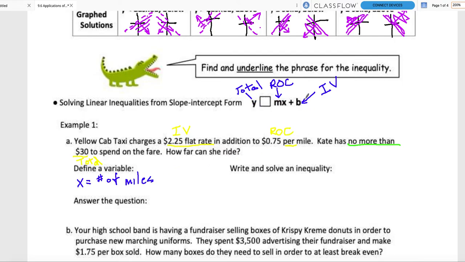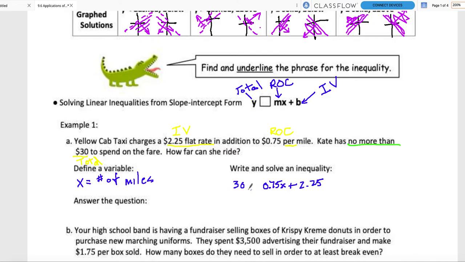Okay, and here's my equation. So I put the total here. So I've got $30. I'm going to leave a space where I'm going to put my inequality. My rate of change is 75 cents, so I've got 0.75 times the number of miles. And then I'm going to add in my initial value, which is my flat fee, which is $2.25.